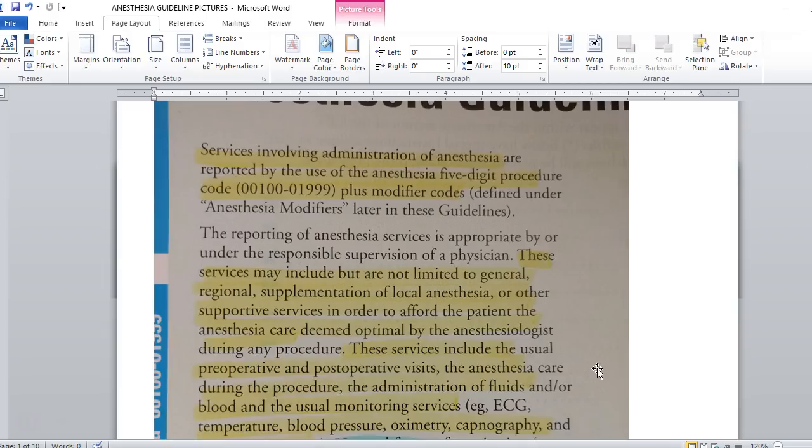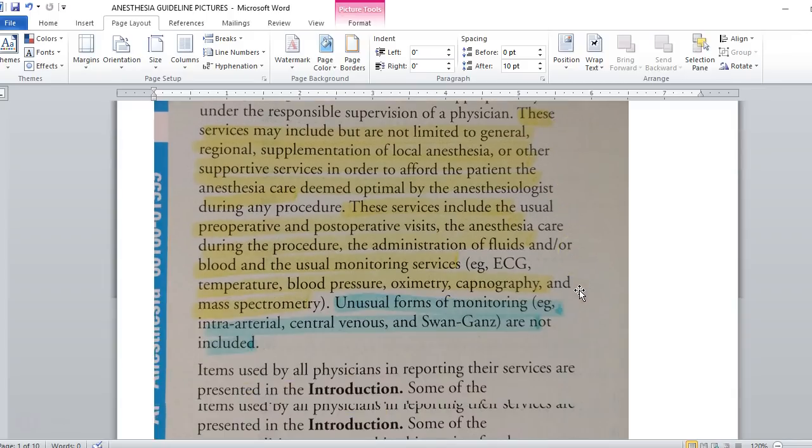Okay, so again, the first thing is we have to remember all of our anesthesia codes are 5-digit procedures. They all start with a 0. So again, anytime you see a 5-digit numeric code starting with a 0, this is anesthesia. Now, this is what it includes. So we always want to know, what do our codes include?